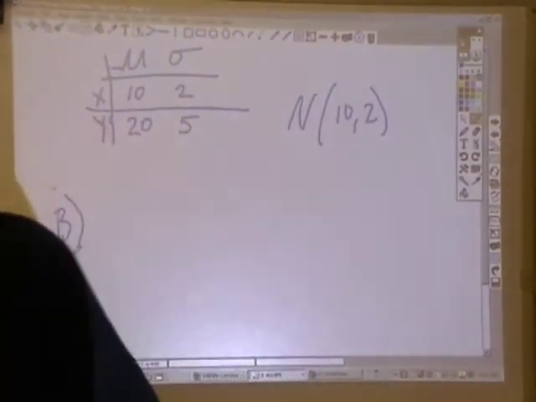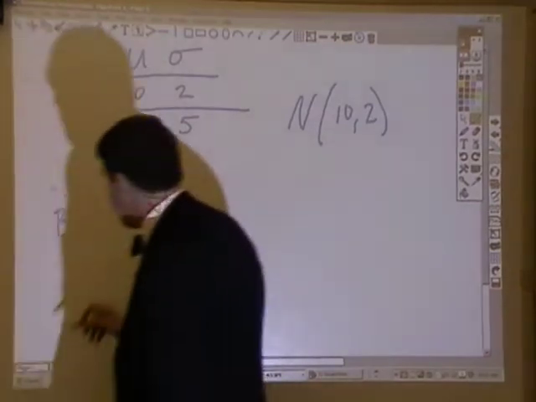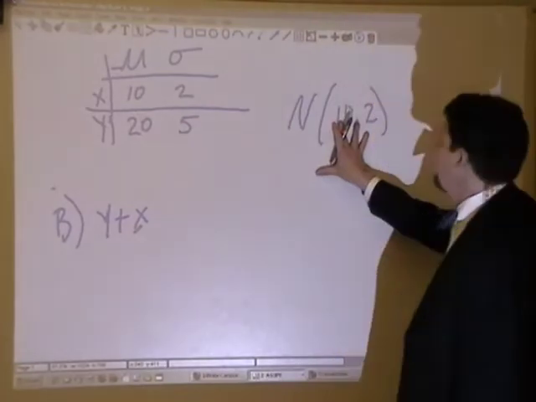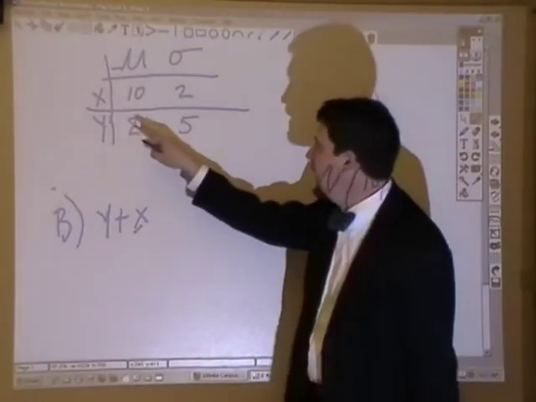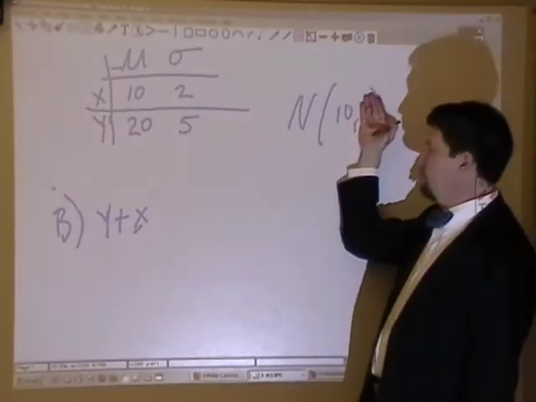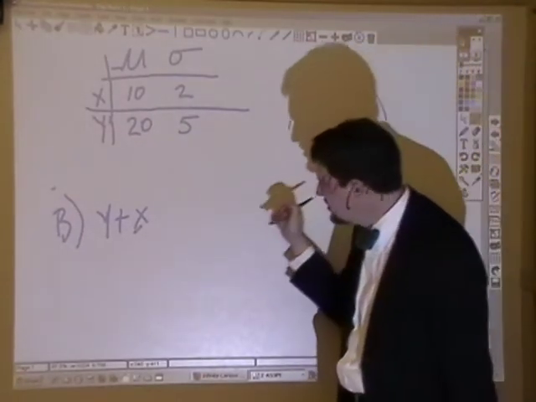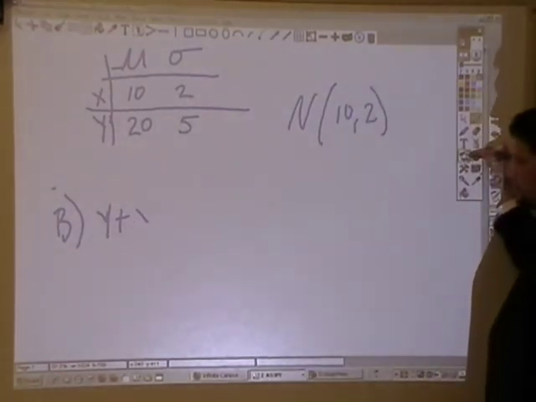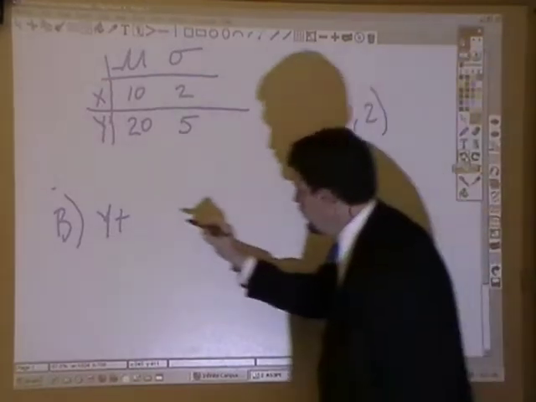Okay, B says y plus x. Now I have another normal distribution, but it's y. The mean of this distribution is 20. The standard deviation of this distribution is 5. What? That's not y plus x, it's y plus 6. Undo, undo. Y plus 6.